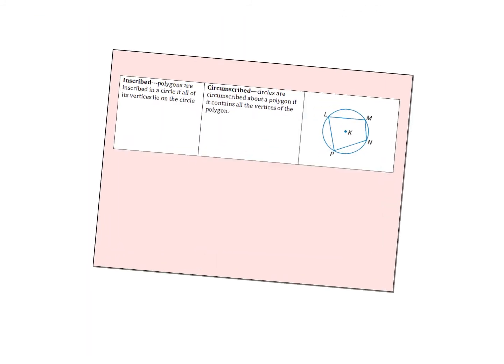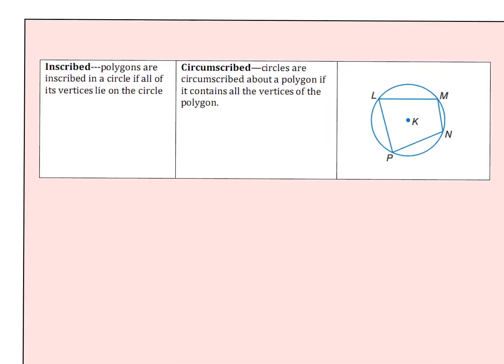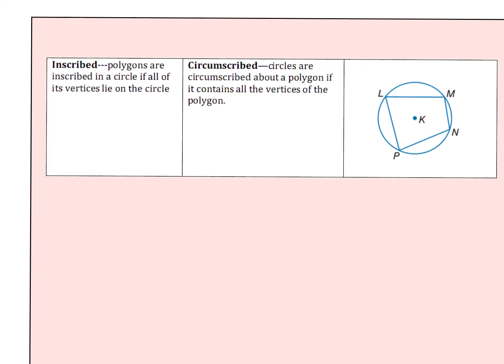Okay, a couple of new terms: inscribed, circumscribed. Here's the difference. A circle is inscribed if all of the vertices lie on the circle. Circumscribed, right. So inscribed means the circle is on the inside, and circumscribed means that the circle is on the outside. So this would be considered circumscribed.